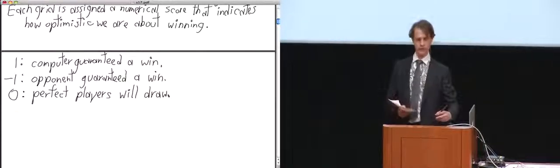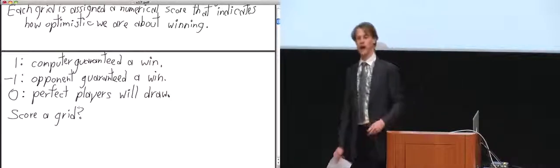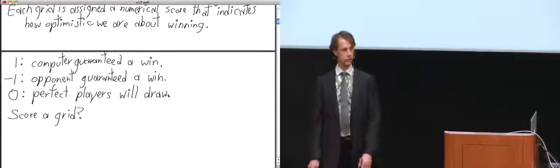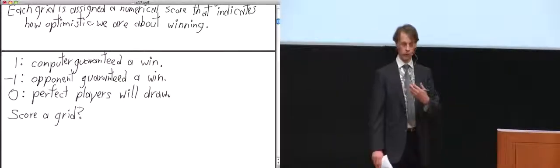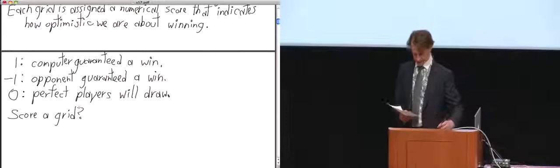Now, we don't need the minimax algorithm when the game is over. If we want to score a grid, how do we do that? If the game is over, it's easy to score a grid. If the game's not over, that's when we have to think. But let's start with the easy case.